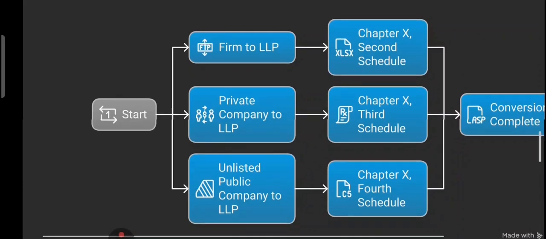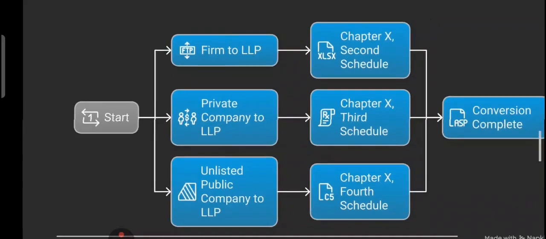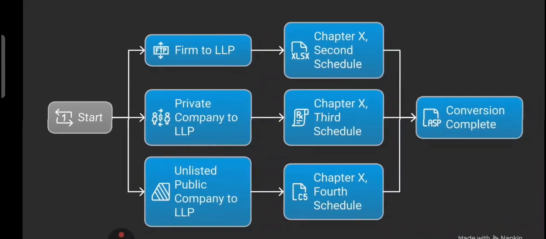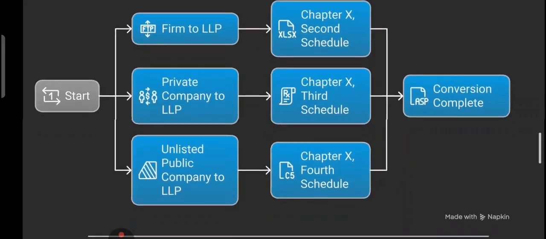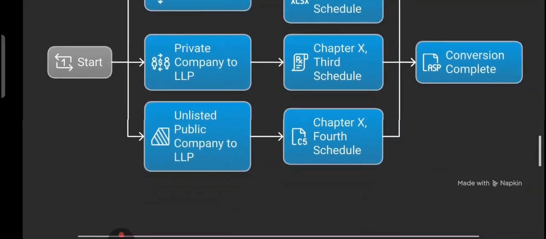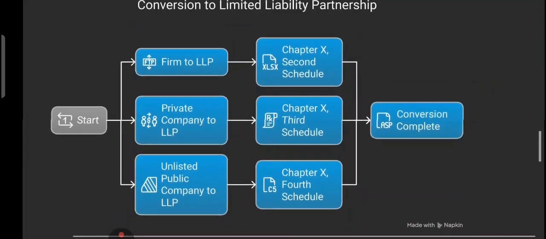Then private company to LLP. If you own a private limited company, conversion is possible under Chapter 10, Third Schedule. And even an unlisted public company can become an LLP by following Chapter 10, Fourth Schedule. So a firm, a private company and an unlisted public company can become an LLP, with different chapters and schedules, and once the correct process and schedule is followed, the conversion is complete. Now you are an LLP with limited liability and flexibility in operation. This conversion brings more protection and a professional structure to your business without losing control.